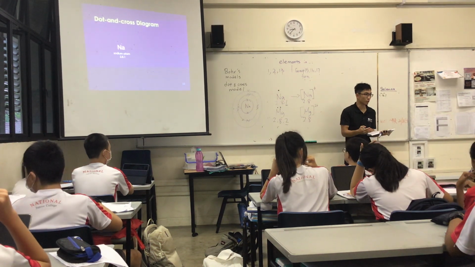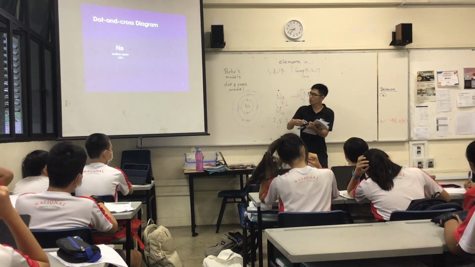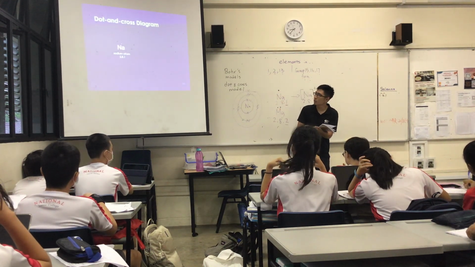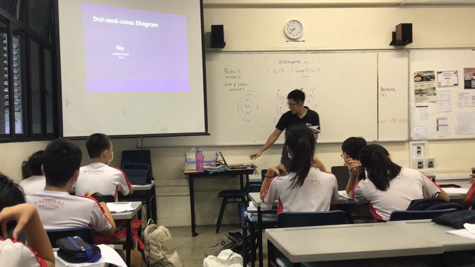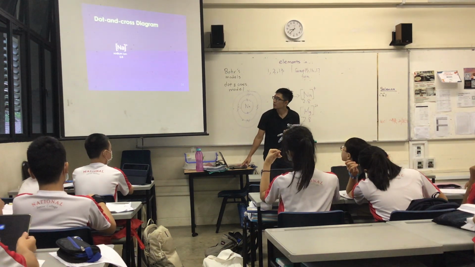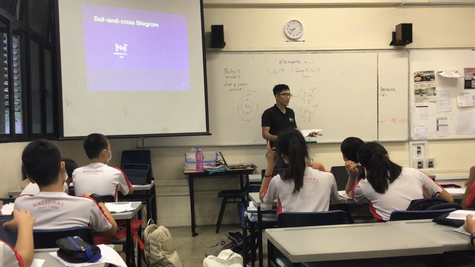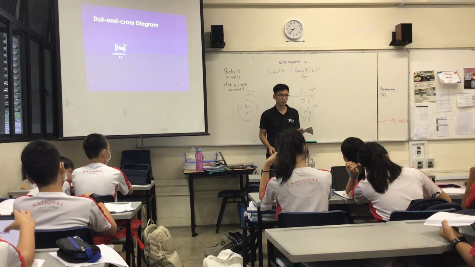It's up to you which one you want to use, dot or cross. That's why it's called a dot and cross model. On the screen, I show you a sodium with a dot. And this is what happens when it loses the electron to become an ion. Just like that. Simple? Yeah, very easy to write, saves you a lot of space.